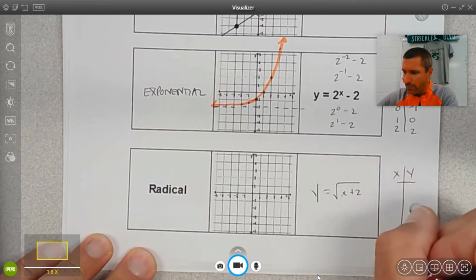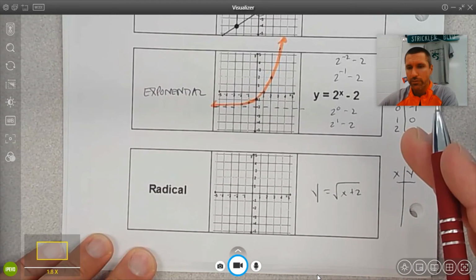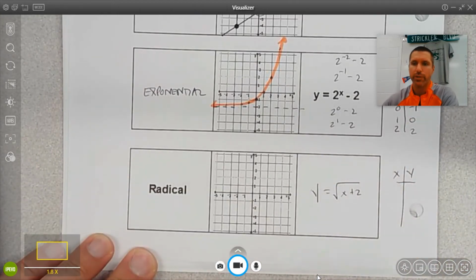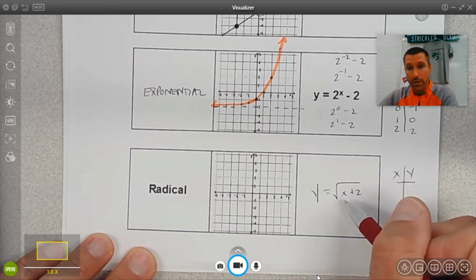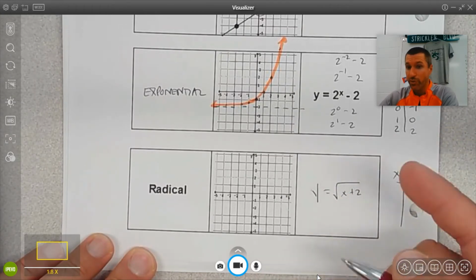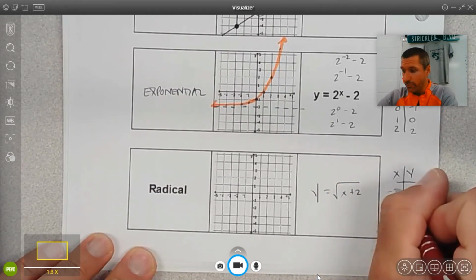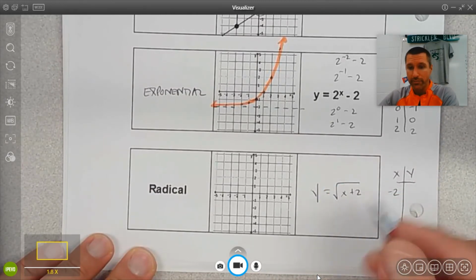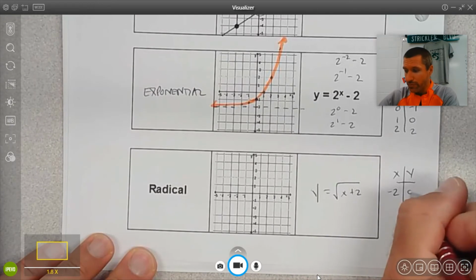So if we're going to do an xy input-output chart, there's a limit in your domain. The domain's infinite, but you cannot plug in numbers that will create a negative underneath the radical, which would be imaginary. So you can't plug in negative 3, because negative 3 plus 2 would be negative 1, and the square root of negative 1 is imaginary. So the first number you're allowed to plug in is negative 2. Negative 2 plus 2 is 0, and the square root of 0 is okay.